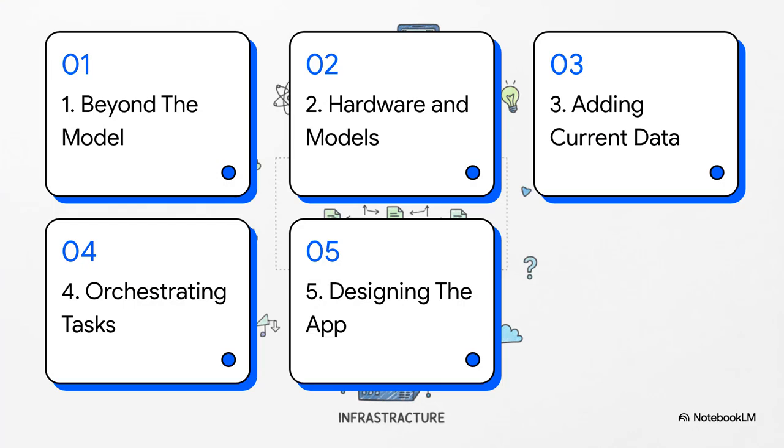So, here's our roadmap. This is how we're going to build this thing, layer by layer. We'll start at the bottom with the foundational hardware and the models themselves. Then we'll figure out how to give it the most current data to work with. After that, we'll teach it how to handle complex tasks, and then finally, we'll design the actual application that our researchers will use every day.